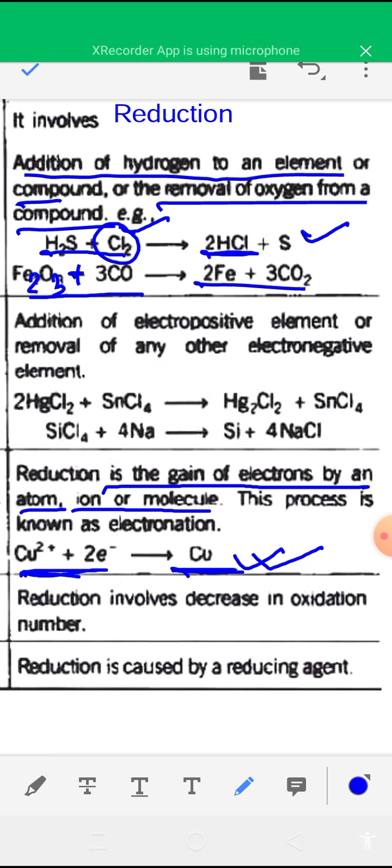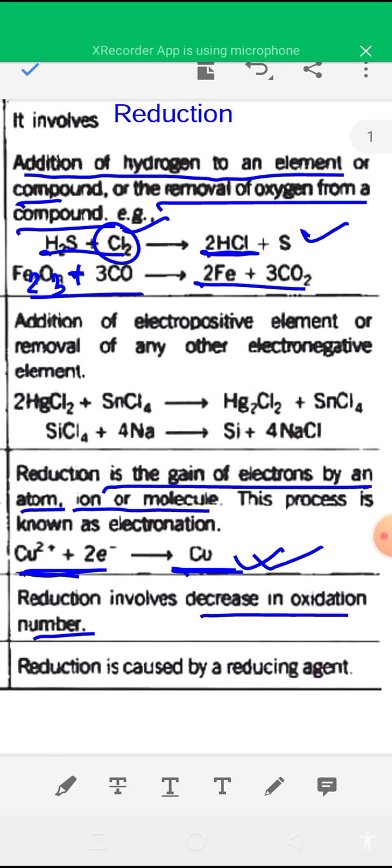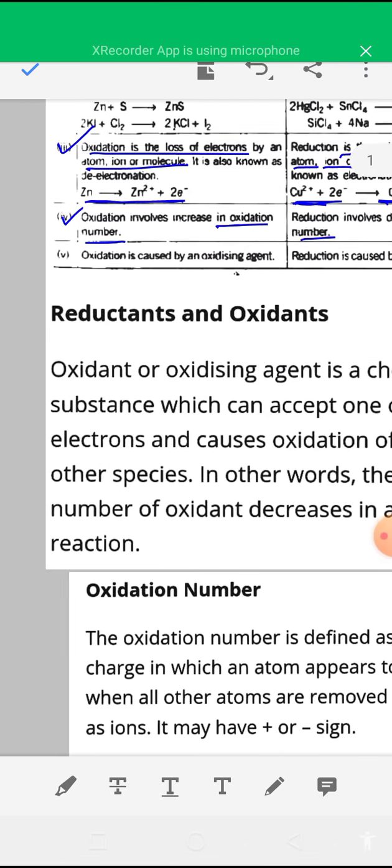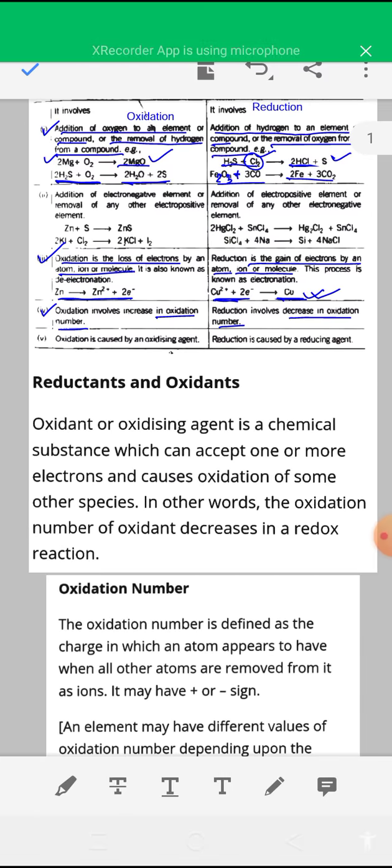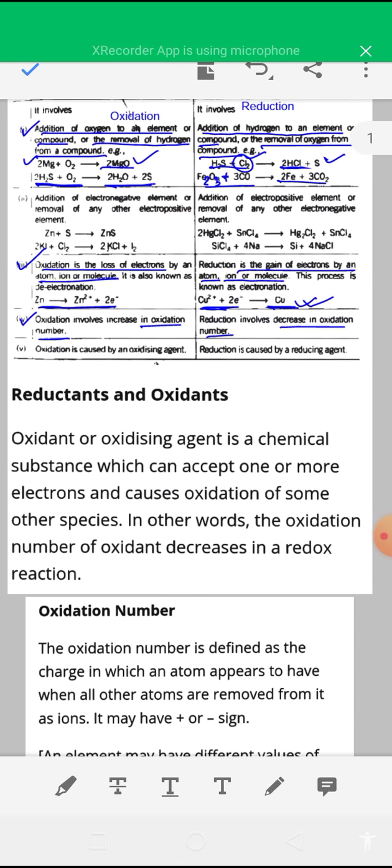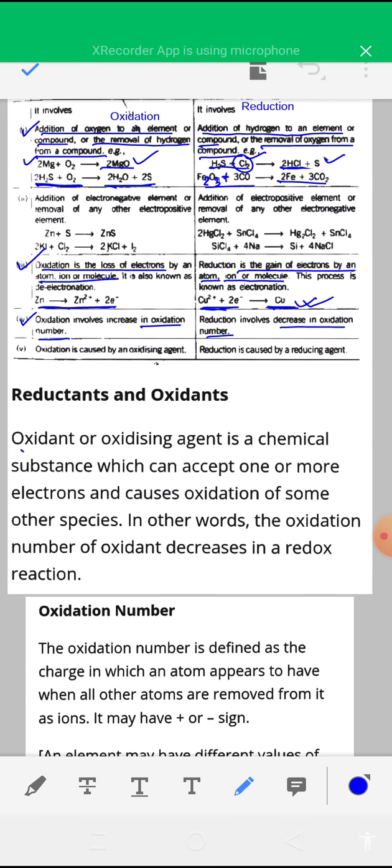And you can also define reduction in terms of oxidation number. Reduction involves decrease in oxidation number. Okay. Now see, oxidant and reductant. Similarly, oxidant and reductant. First, it is written oxidant, or also called oxidizing agent.